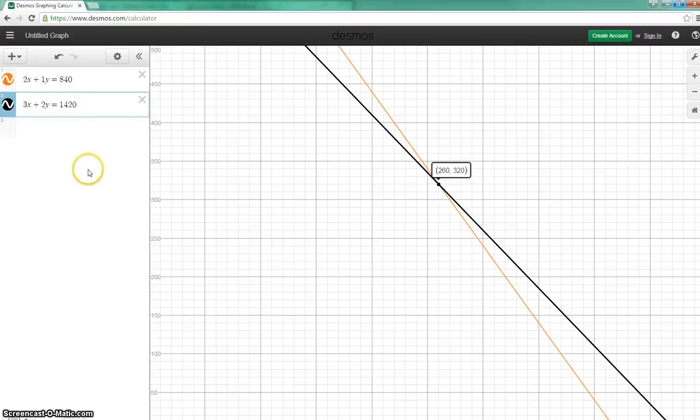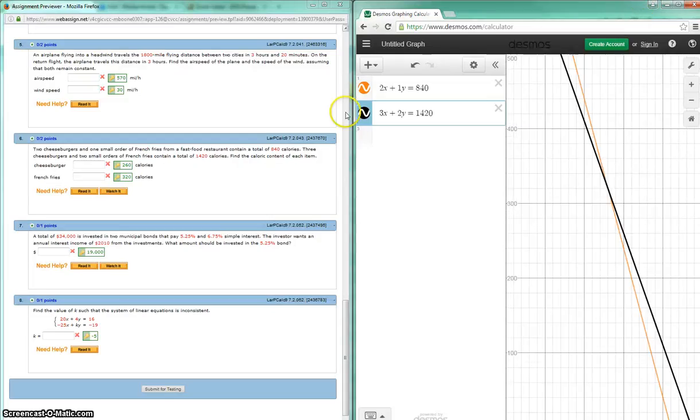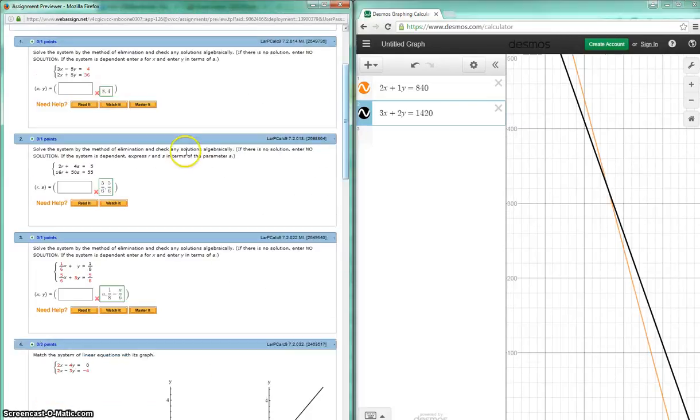So a supplement for how to do number 2, the elimination problem, will be in your Blackboard.